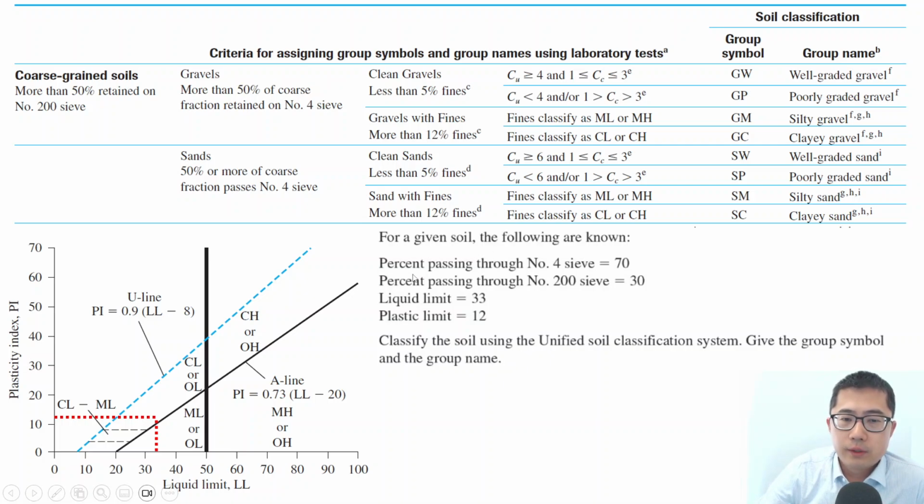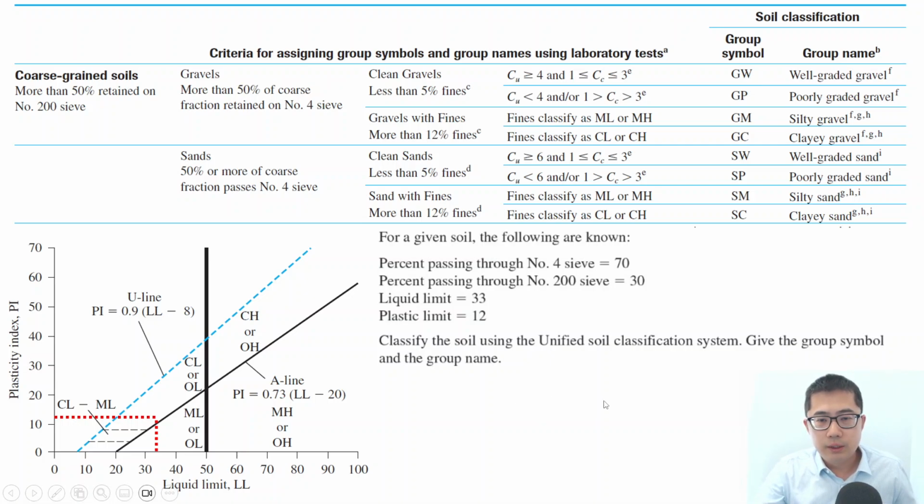Anyway, for a given soil, the following are known. Percentage passing through number 4 is 70, so 70% passing number 4. Percent passing through number 200 is 30%. Liquid limit is 33. Plastic limit is 12. Classify the soil using the USCS system. Give the group symbol, which is the group symbol we're talking about here, and the group name. The group name is a name associated with a symbol.